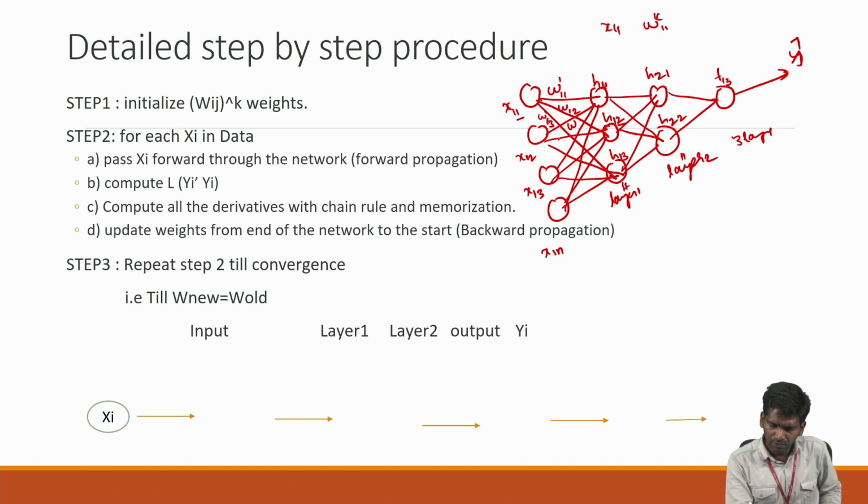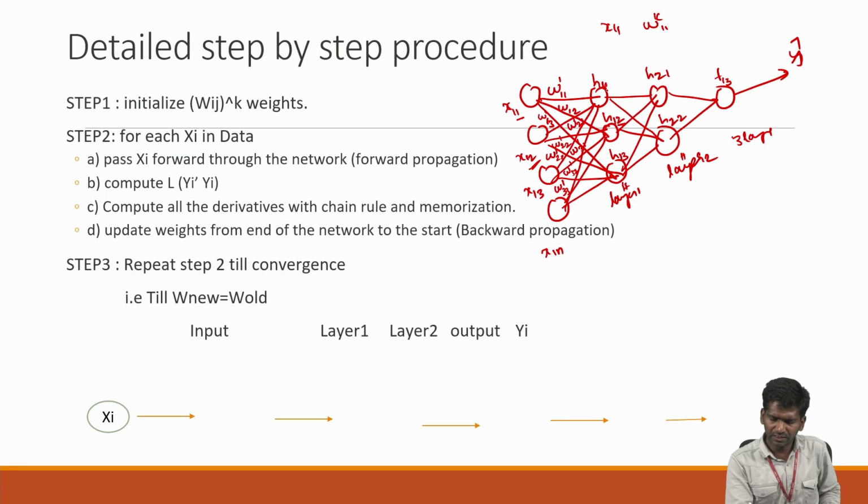So w21: from the second input neuron, it is going to the first hidden layer neuron. It will be w21 to the power of 1. Then w22 to the power of 1, w23 to the power of 1. Again this will be w31 to the power of 1, w32 to the power of 1, w33 to the power of 1, okay. Similarly, for this x1 also you can calculate like this, okay.